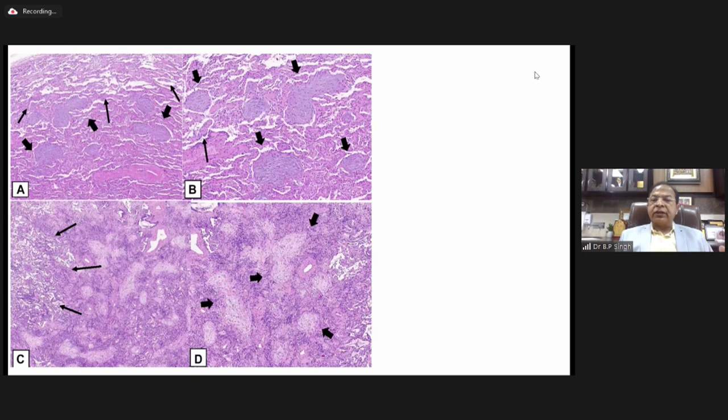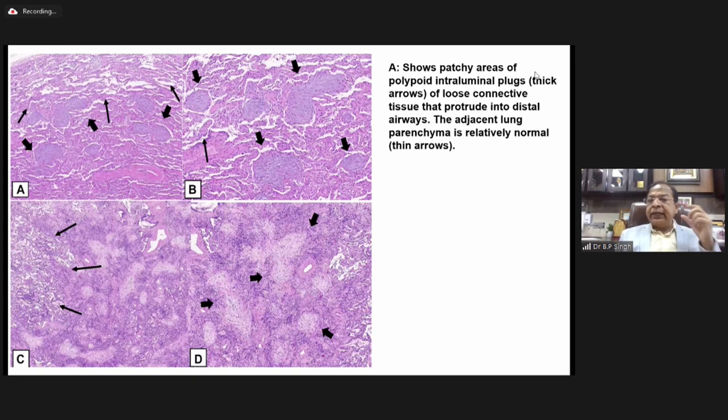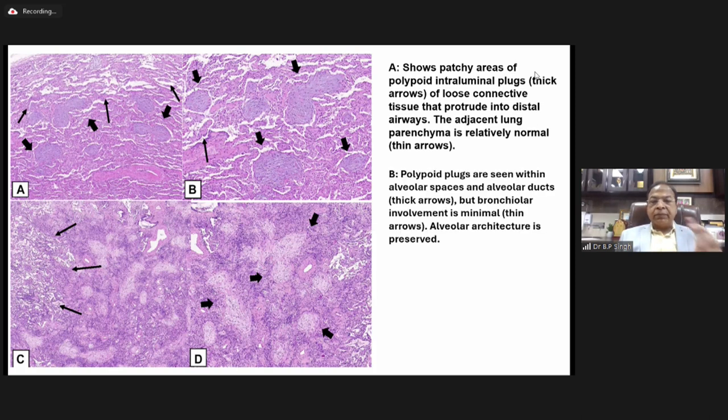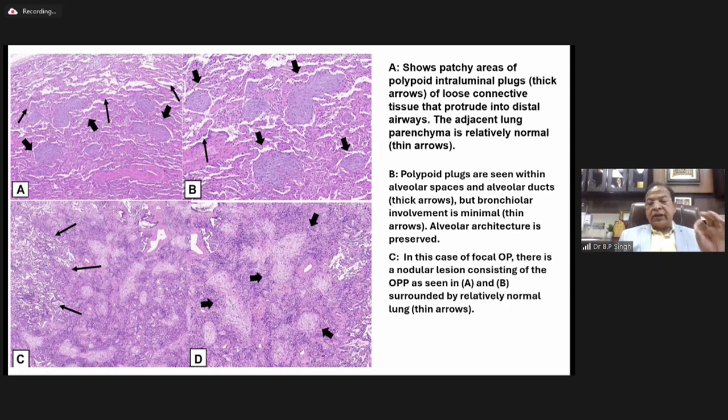And this is the histological picture as it looks. There is basically a polypoidal intraluminal collection of loose connective tissue that protrudes in the distal airway. The adjacent lung parenchyma is relatively normal in picture A. In picture B, you can see these are the polypoid plugs seen within the alveolar spaces and alveolar ducts, which are identified with these thick arrows. But bronchiolar involvement is minimal here. And alveolar architecture is preserved in this patient of organizing pneumonia.